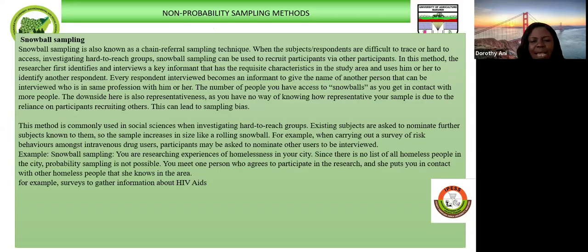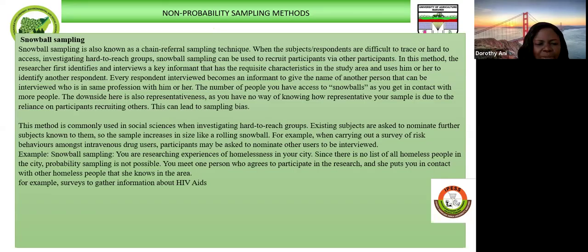So the sample increases in size like a rolling snowball. You can see how the name came about. As you are bringing somebody, the person is bringing another person. That's how the sample size is increasing. For example, when carrying out a survey of risk behaviors among intravenous drug users, participants may be asked to nominate other users to be interviewed.